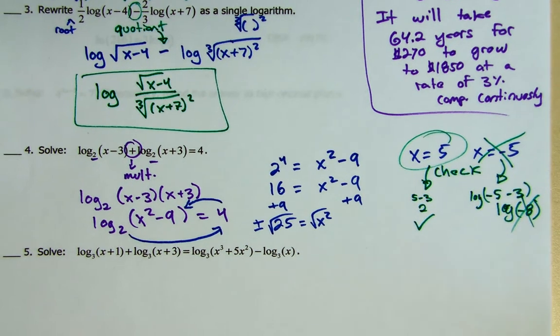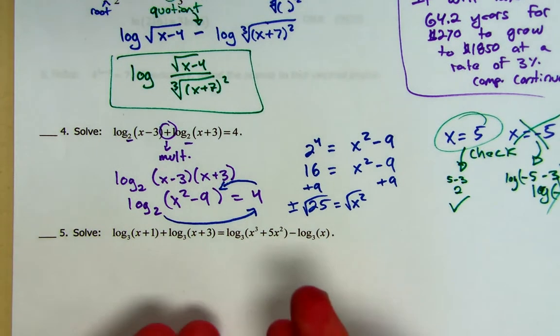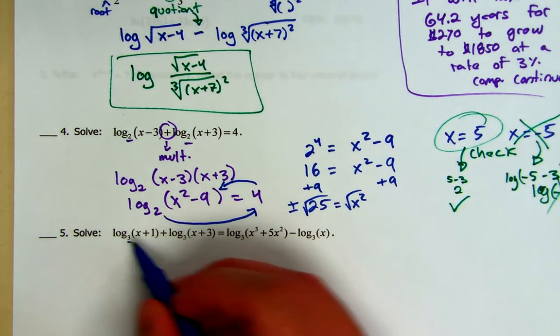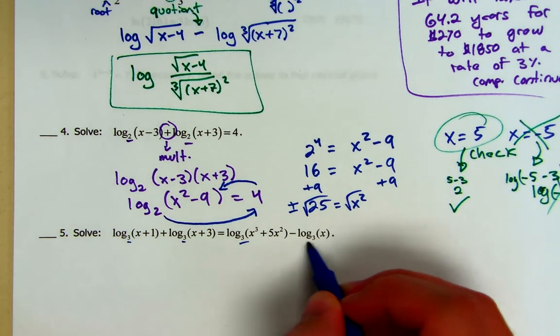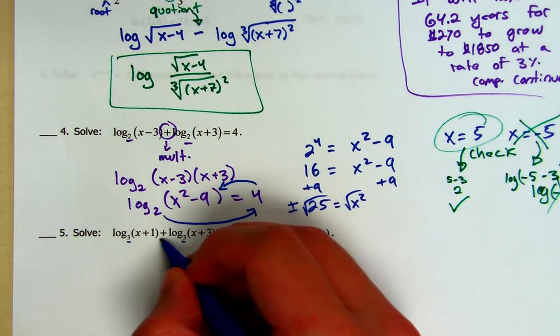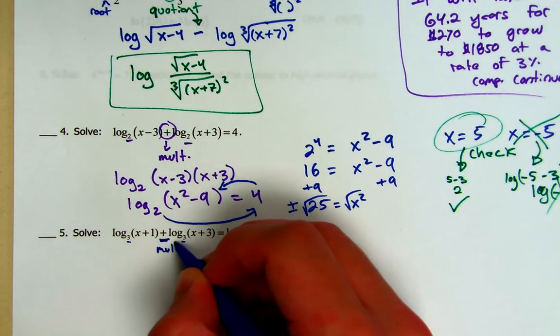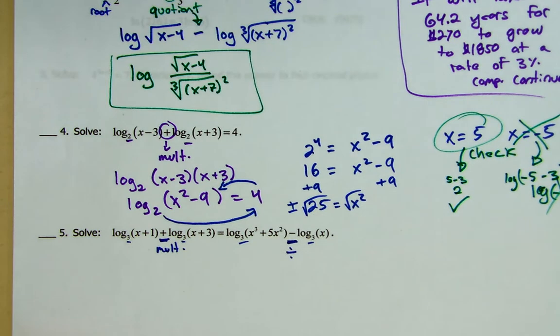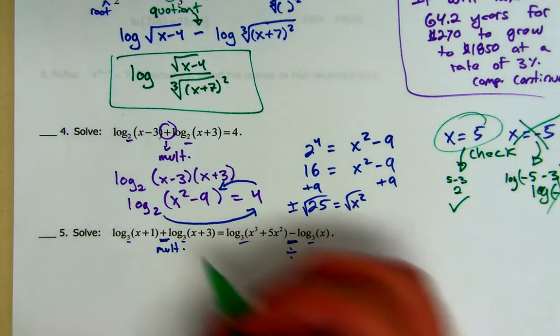Alright, so now let's go ahead. Similar logic here. It's just a little bit more complicated. So the bases are all 3, they're all the same. So therefore, I can go ahead and look at addition, so that means multiply. We've got subtraction, so I need to divide. Alright, so let's go ahead and simplify here.